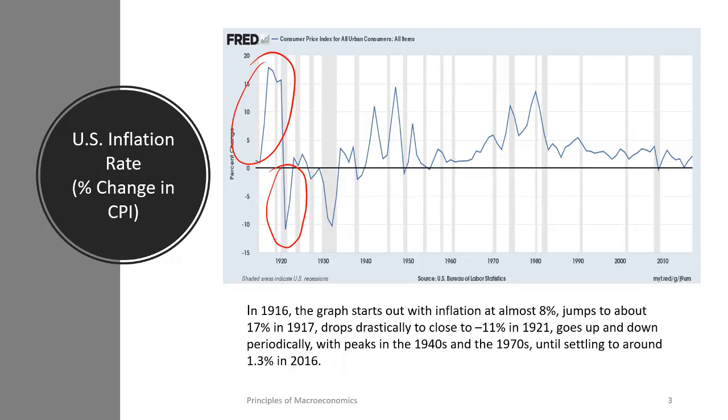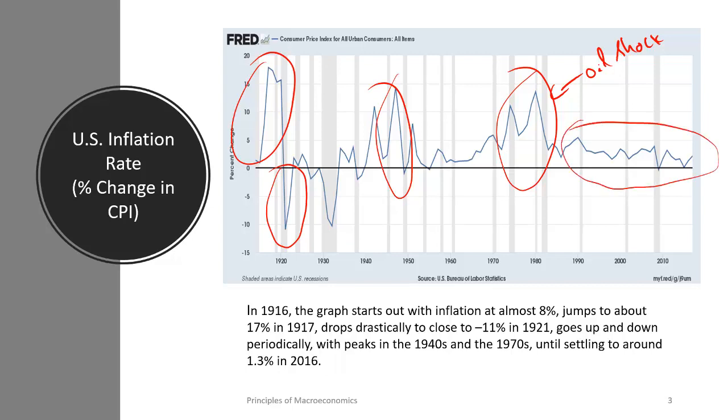It goes up and down periodically with peaks in the 1940s and the 1970s. So there was a sharp increase in prices in the 1940s, and this is the increase in prices in the 1970s and early 1980s, which was caused by something called oil shock, a rapid increase in prices. And since the 1980s, you can see price increases remained very reasonable, with more recent trends under 2%. So in an ideal world, inflation rate should remain below 2%.